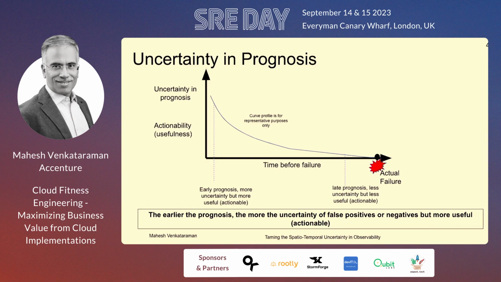Like rain. Can you predict rain? It's going to rain in London this afternoon or this evening. In the morning, can you predict? If yes, it's more useful because you can plan your day, but it is more uncertain.